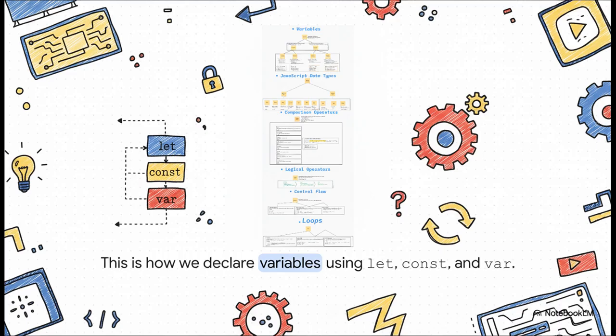So, how do we actually create these memory boxes? In JavaScript, we use special keywords to declare them. You're going to see let, const, and var all over the place. These are basically our instructions to the computer, telling it, hey, set aside a little piece of memory for me and give it this name.